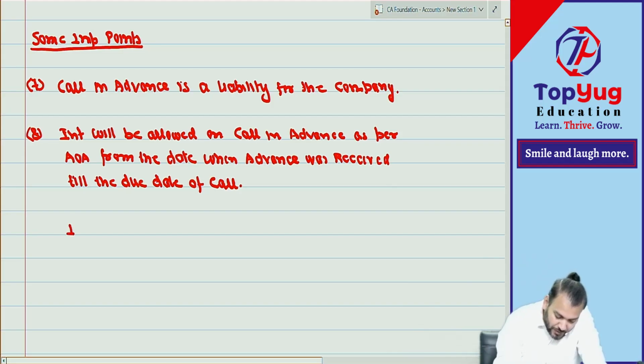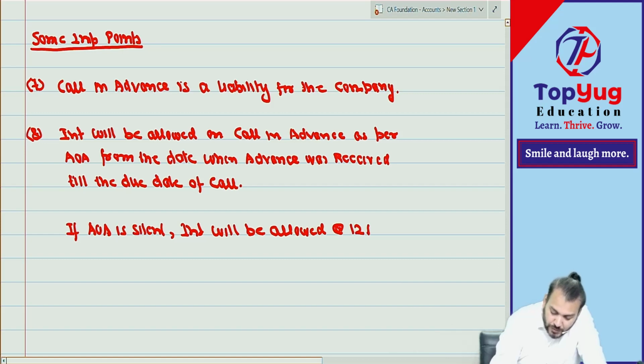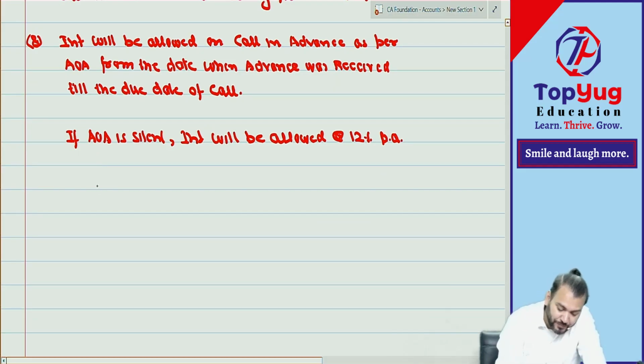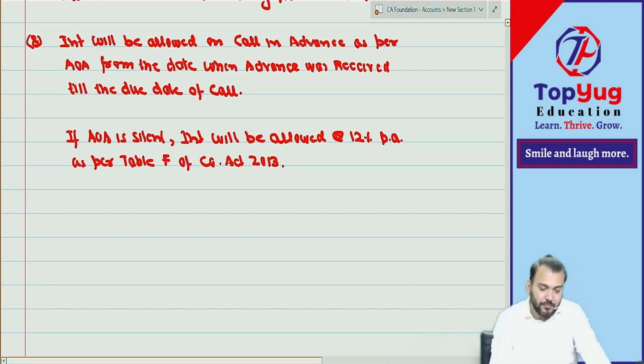Continue. If AOA is silent, interest will be allowed at the rate of what? 12% per annum. That was 10%, this is 12%, as per table. Which table? Table F of Companies Act 2013. Correct.